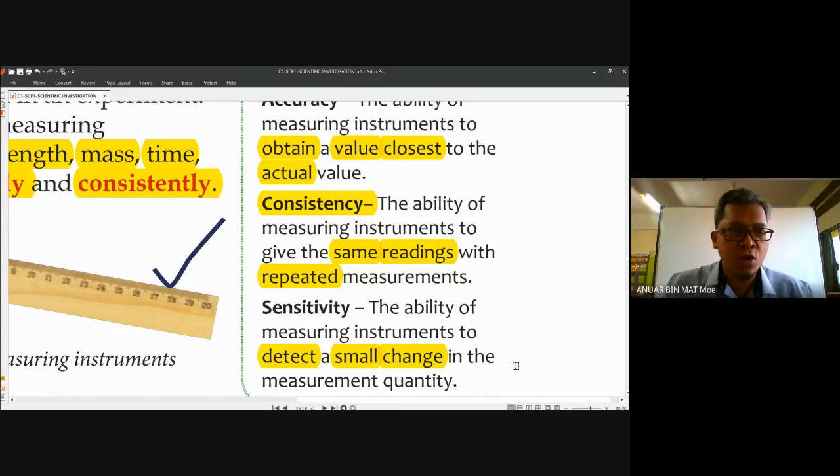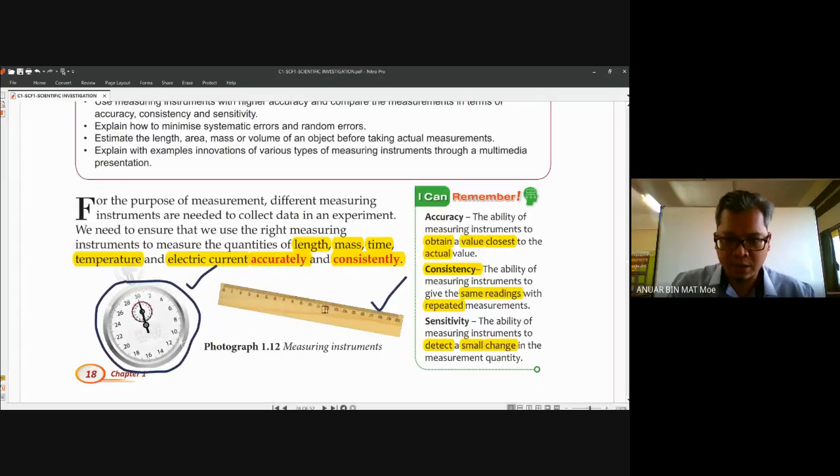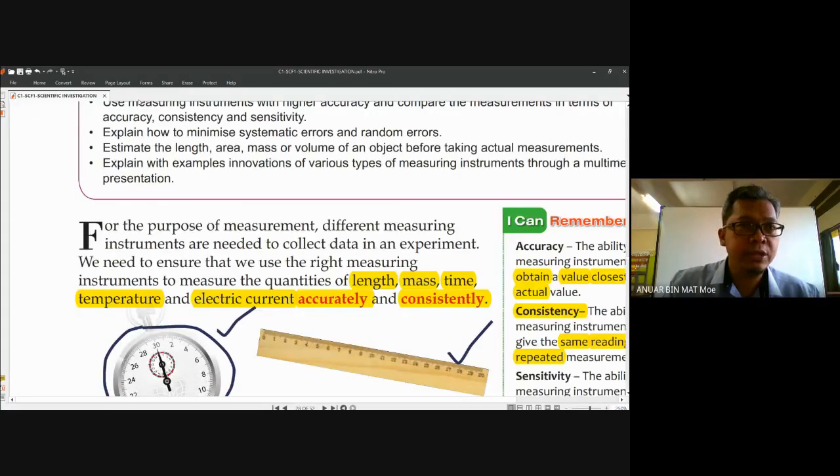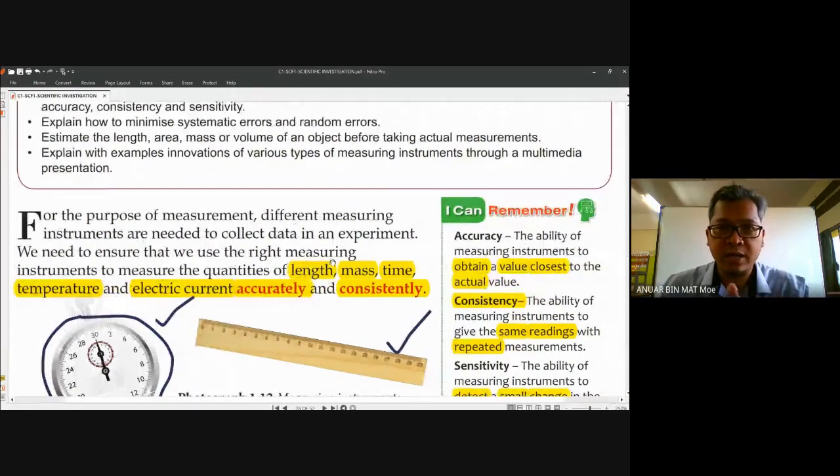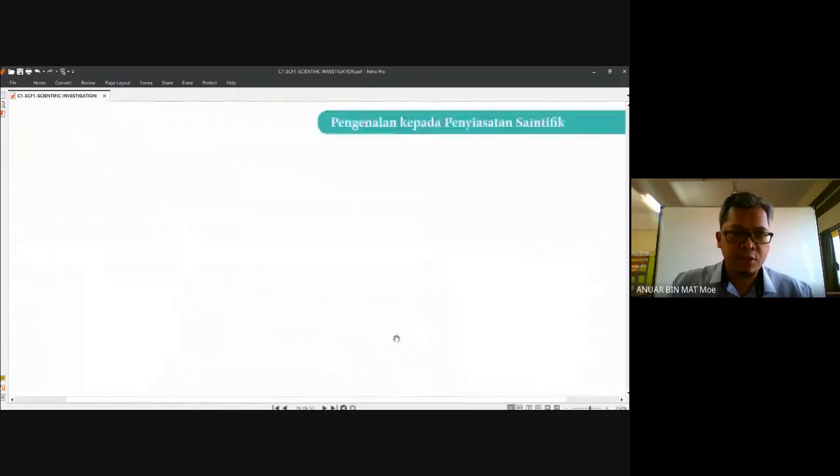We need to use more precise measuring tools. This must be taken into consideration before you use the measuring instrument. It must be accurate, and your reading must be consistent all the time, no matter how many people use it. You must measure accurately, right? So we go one by one.